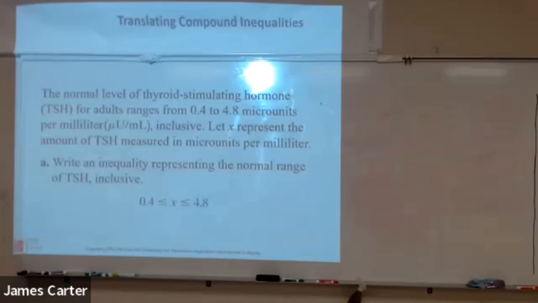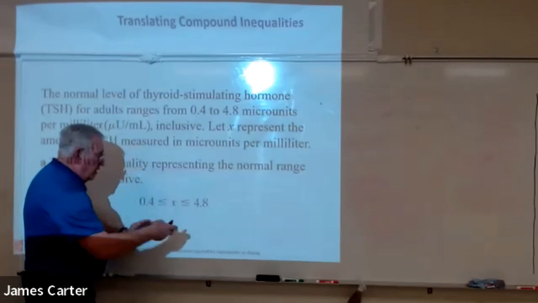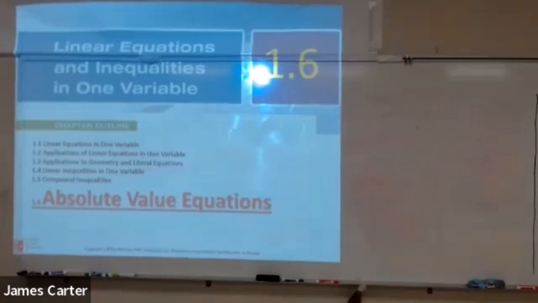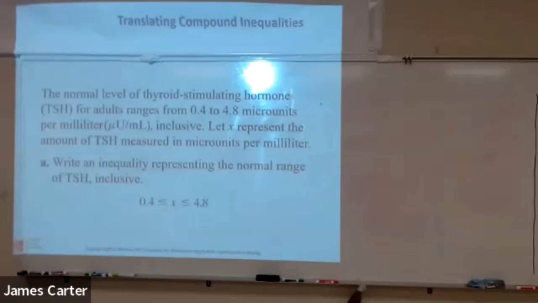So we did that. We wrote this inequality. Now we've got to solve it. We're going to take the left side, and then we're going to take the right side. Oh, that's a totally different problem. They never finished this. All they ask you to do is write the inequality. They didn't ask you to give the interval. The interval is going to be brackets 0.4, comma, 4.8.